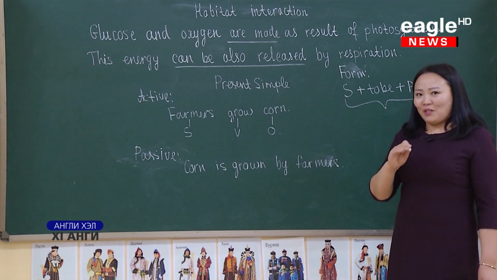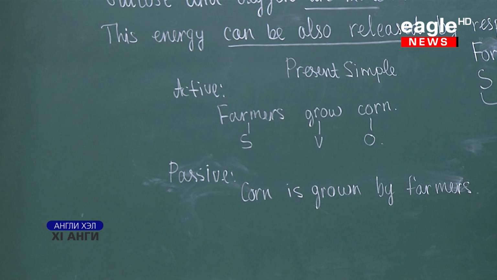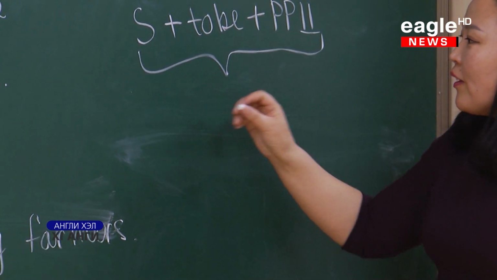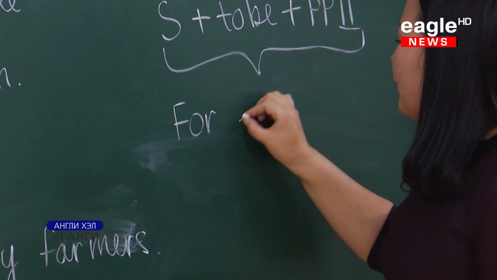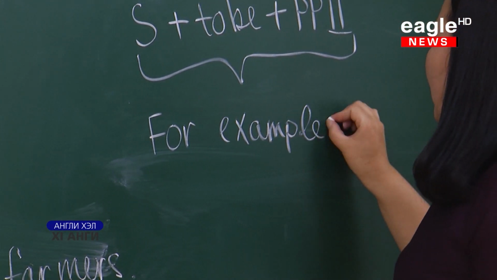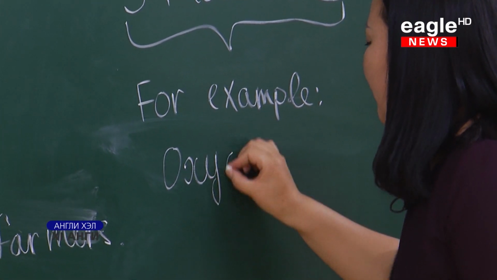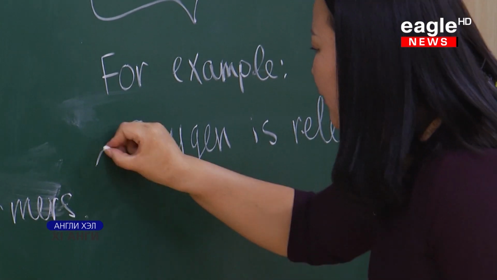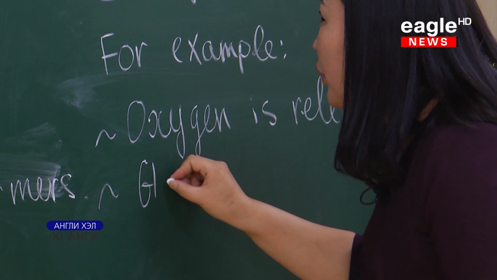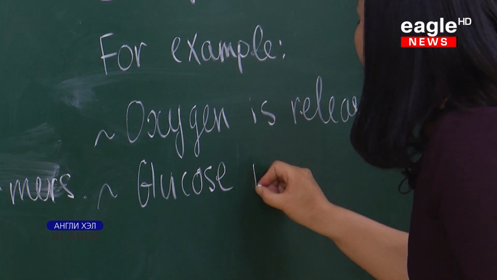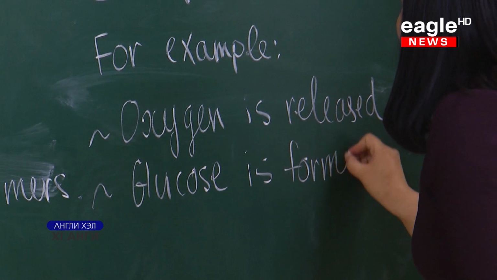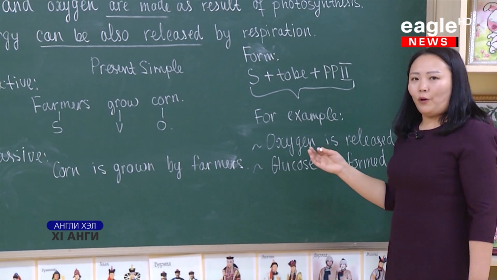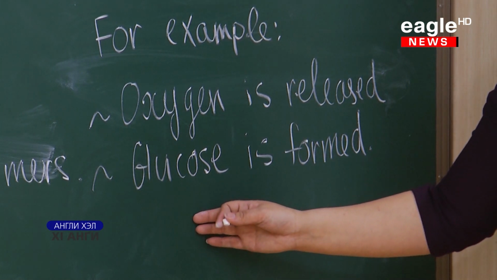So, let's make some sentences using new words in your book. Do you understand passive form? So, let's make some sentences using passive form. For example, oxygen is released. Next, glucose is formed. Okay, oxygen is a subject of passive, is released is a verb of passive. These sentences are passive sentences.